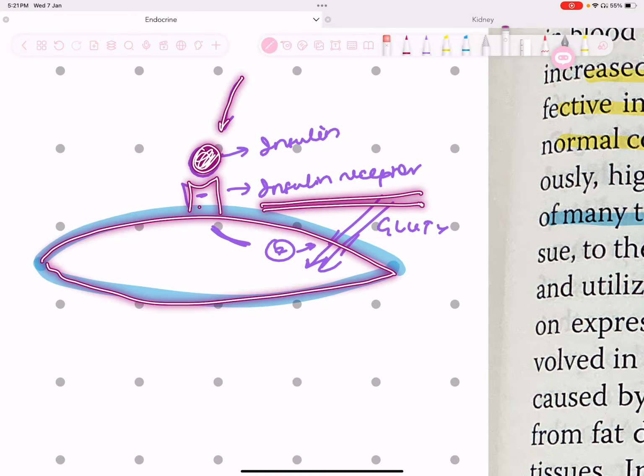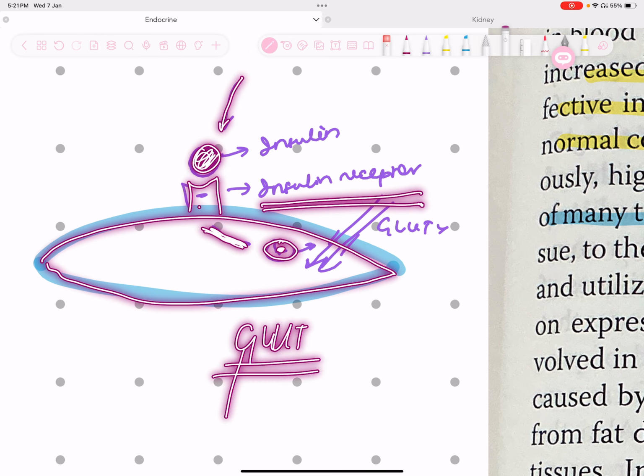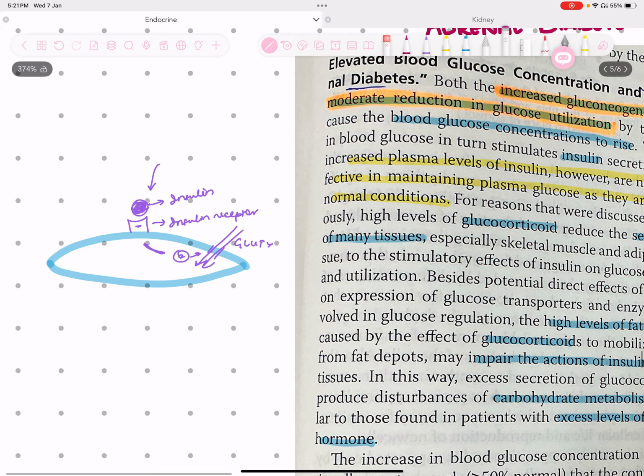Insulin comes and binds with this insulin receptor, and then there'll be some sort of signal transduction occurring. This is a vesicle. In the vesicle is stored GLUT. What is a GLUT? GLUT is basically a glucose transporter. These glucose transporters are stored in these vesicles. Once the signal transduction happens, these vesicles go to the membrane and fuse there, and the GLUTs get translocated to the membrane and attached here. This allows the glucose to enter into the cell and get stored. So this is what happens normally.